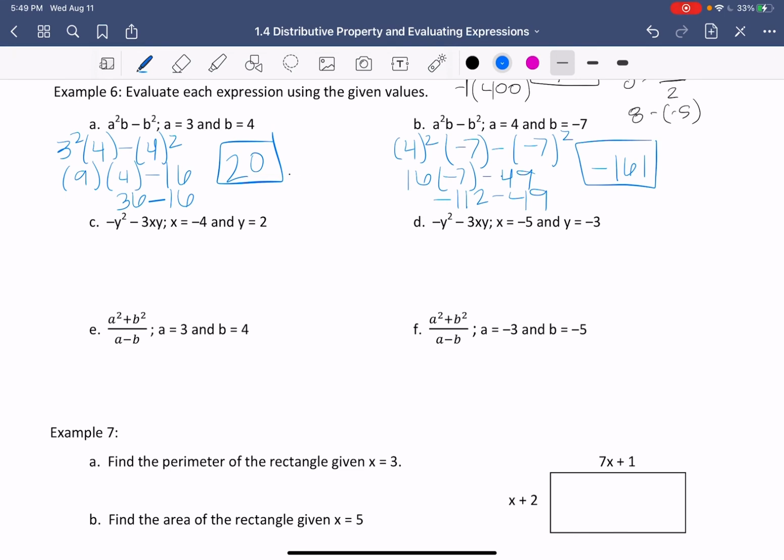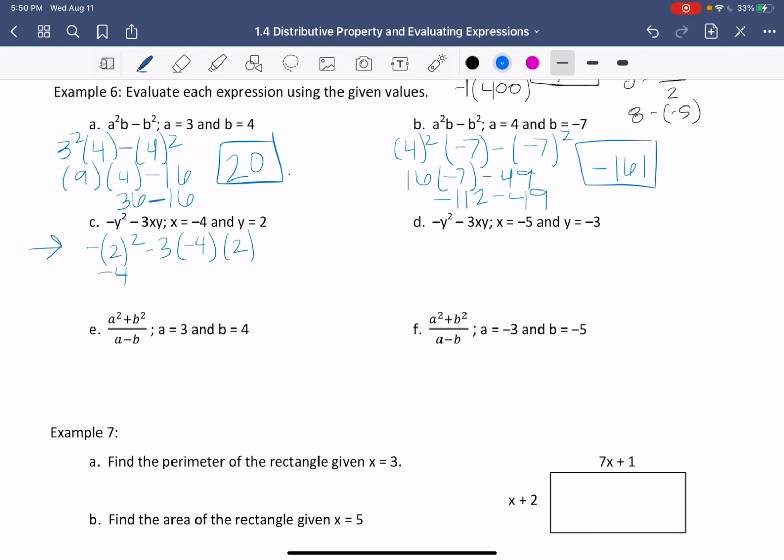Next, we've got negative y squared minus 3xy, where x equals negative 4 and y equals 2. So we'll have negative 2 squared minus 3 times negative 4 times 2. Okay, so the first thing we're going to do is that 2 squared, so we're now going to have negative 4. The reason it's negative is because we're bringing that outside down.